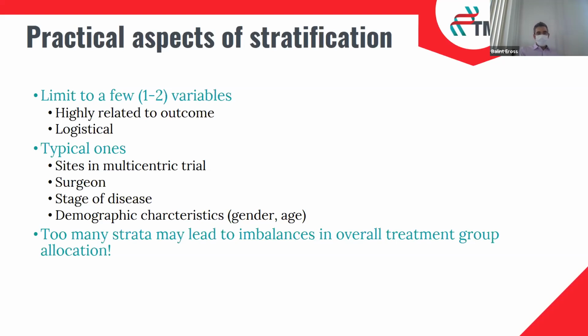So as I said, you usually limit your stratification to one or two variables, like in the example I gave you, where there was stratification for the site and stratification for the menopausal state, pre and post-menopausal state, because we wanted to make sure that in both centers there are equal number of pre and post-menopausal patients allocated to both arms, 1-to-1 ratio.